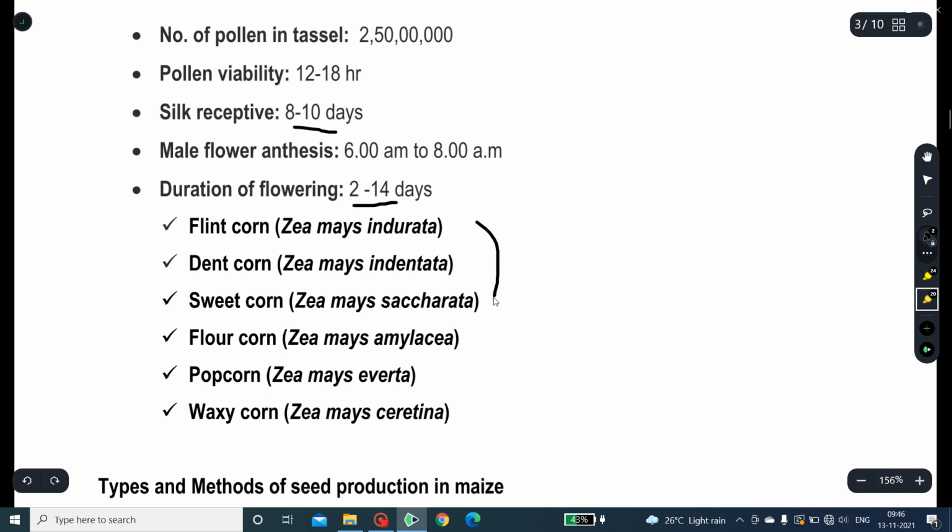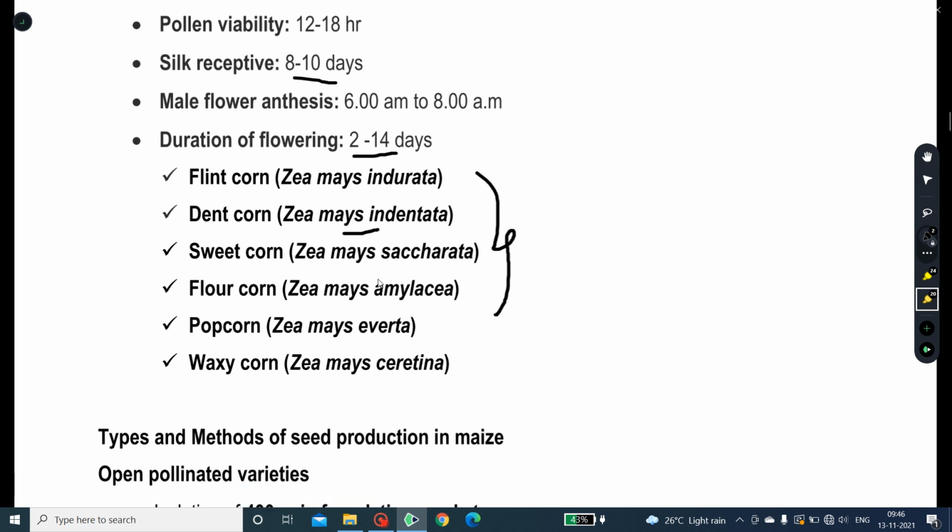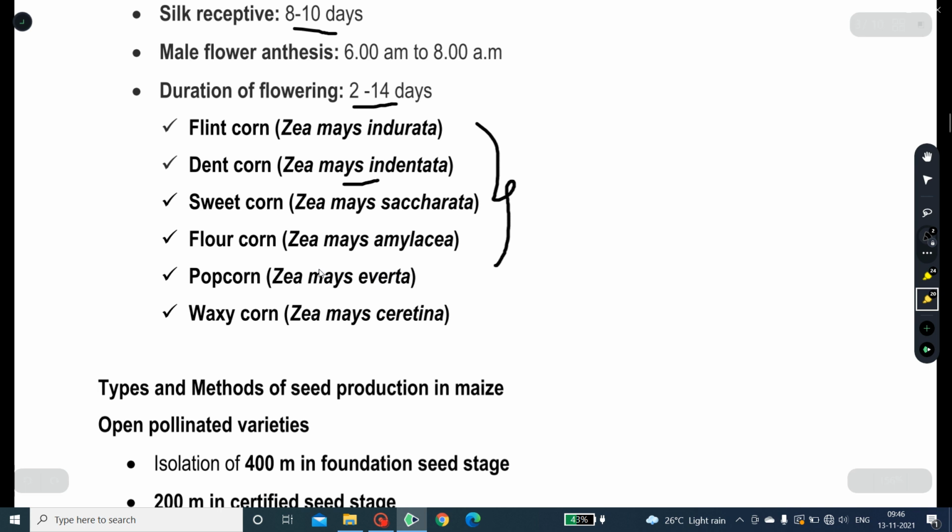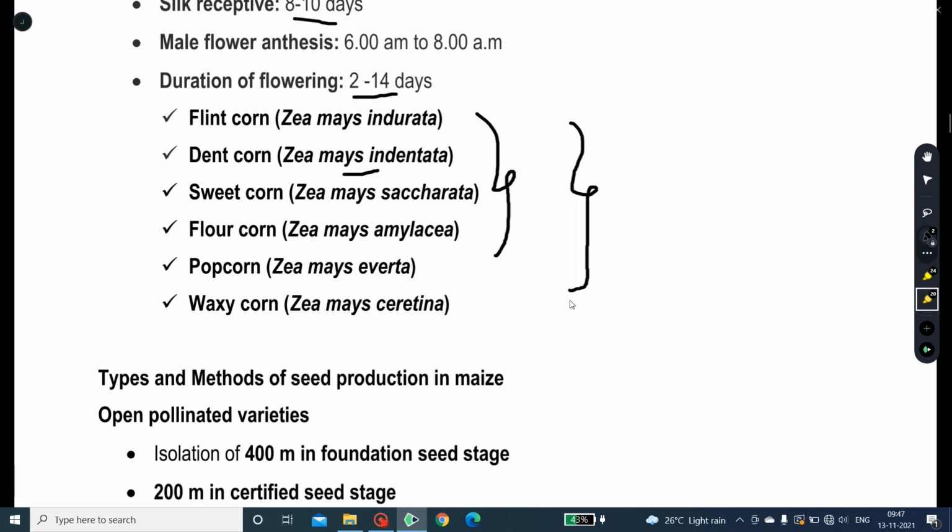There are different types of maize, that is corn, as per the classification of botanical characters. The first one is flint corn, Zea mays indurata; dent corn, Zea mays indentata, which is the most widely used corn; sweet corn, Zea mays saccharata; flour corn, Zea mays amylacea; popcorn, Zea mays everta; and waxy corn, Zea mays ceratina. The species characters are seen in breeding aspects.